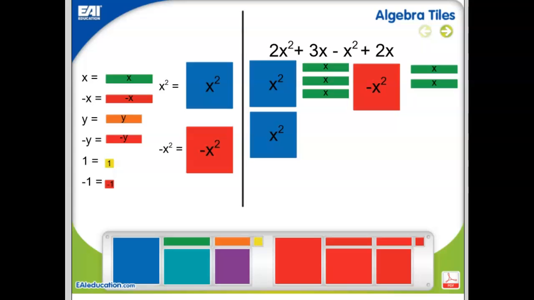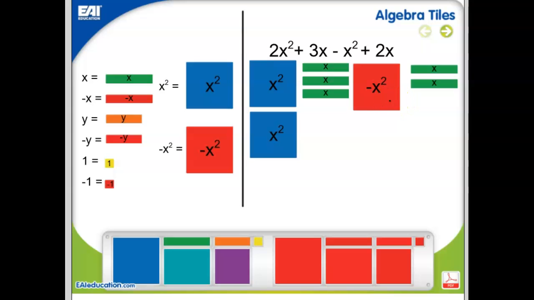Now let's look at what happens when we have exponents. 2x squared, and x squared is represented by this big blue x, plus 3x, so I've got 3 of those green bars, minus x squared, so I've got now the red square, and then plus 2x. I want to combine like terms.